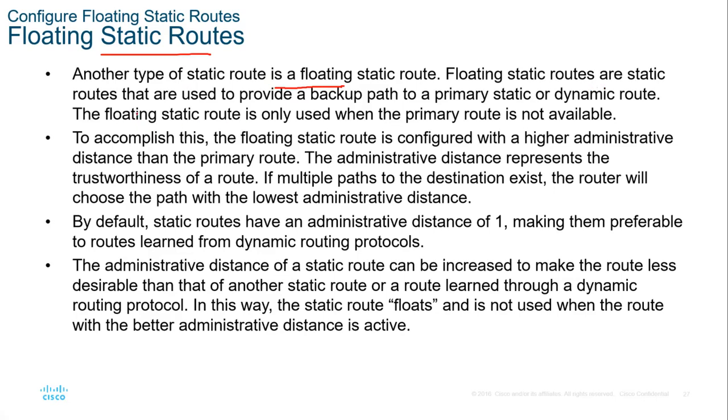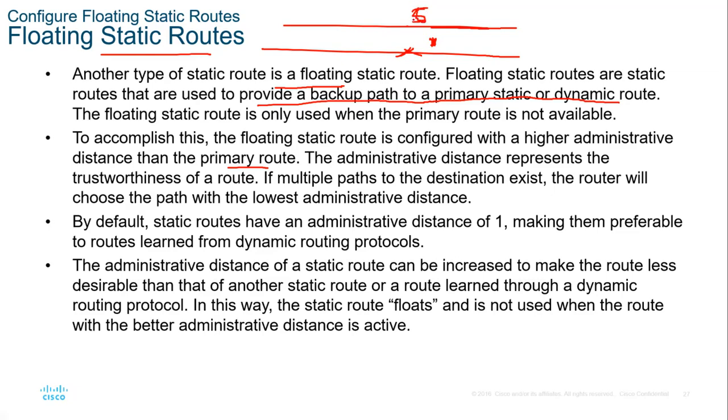The floating static routes are static routes that are used to provide backup paths to a primary static or dynamic route. So you can use it to back up a dynamic route or even another static route. To accomplish this, the floating static route is configured with a higher administrative distance than the primary route. So if you have two routes, for example, this is the primary, you leave it at default, but this other one, the backup, if let's say this was a 1, now you give this maybe 5.